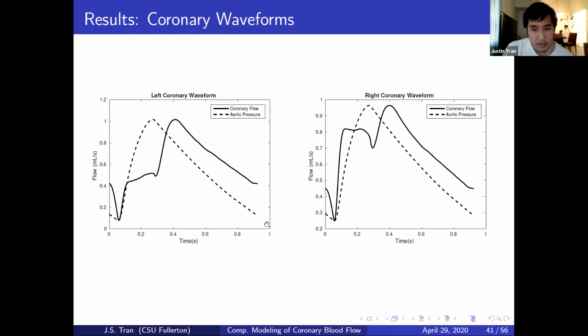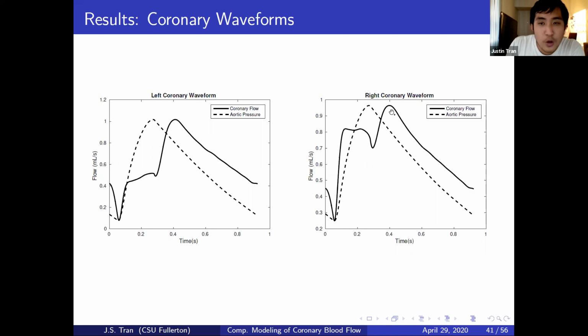The other thing that we looked at was the coronary waveform. If you remember what I mentioned, for coronary simulations we want to capture this out of phase behavior as closely as we can. If we measure the flow waveforms at our outlets, we can see that we captured that pretty well. For the left coronary waveform, we have this out of phase behavior where the majority of the flow happens there, and we have a small peak here.